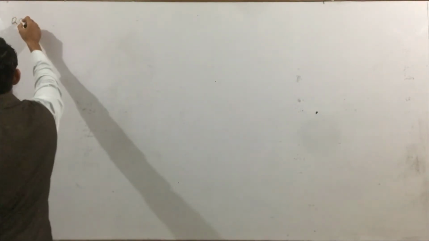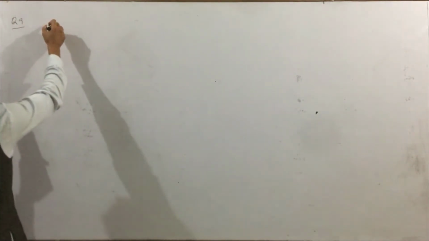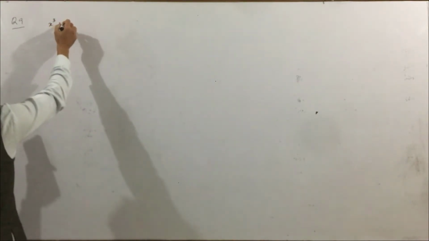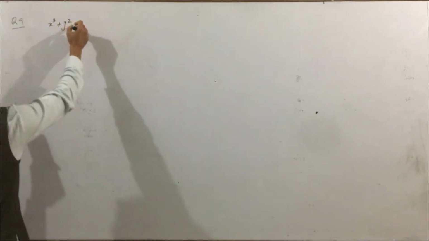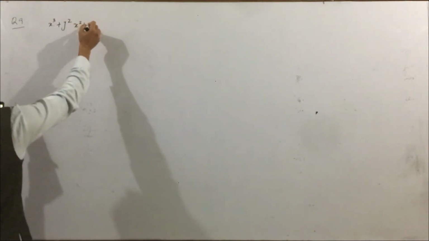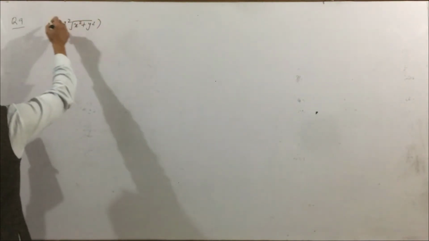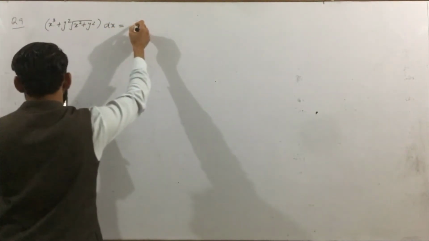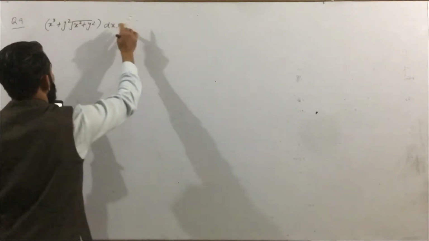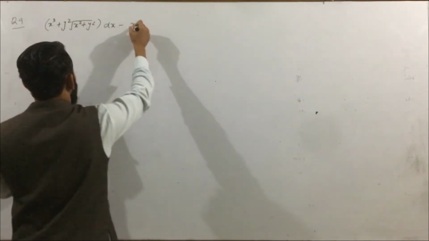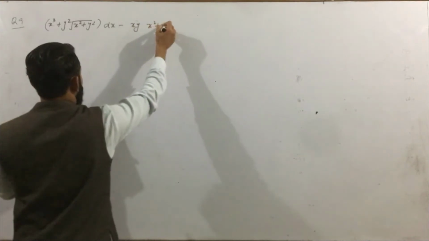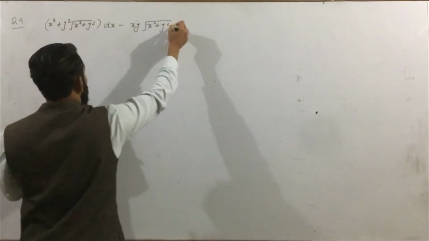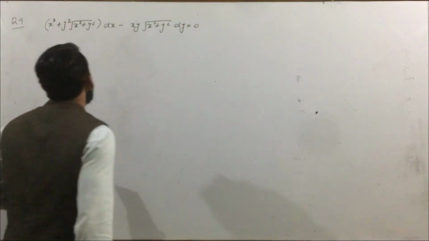Okay, now the next question is question number 9, which is (x cube plus y square root of (x square plus y square)) dx is equal to, not is equal to, it is minus, xy square root of (x square plus y square) dy is equal to 0.